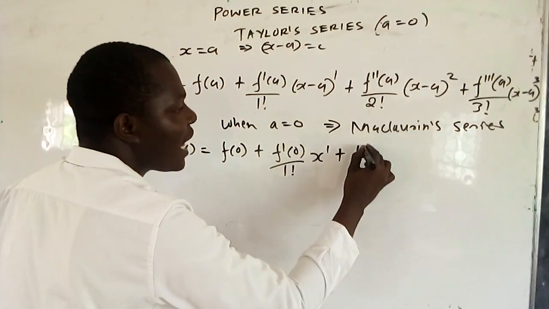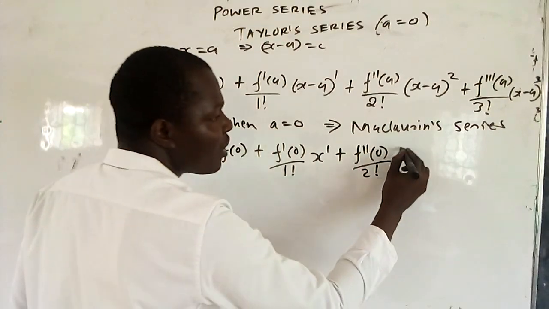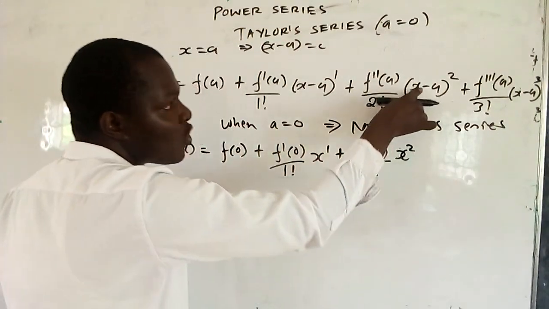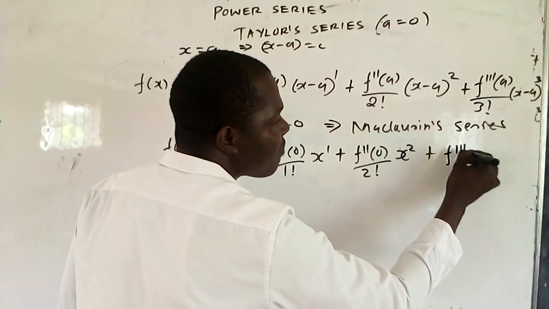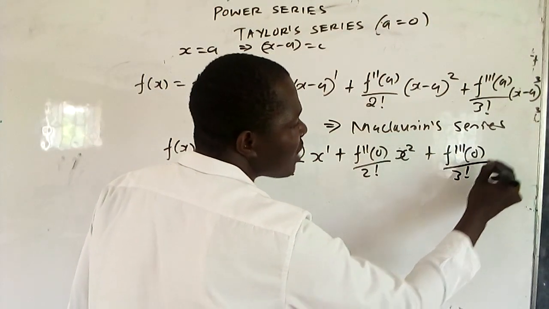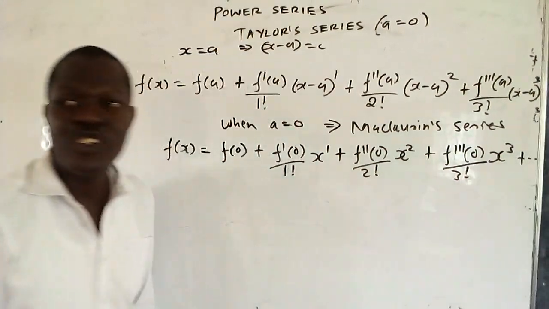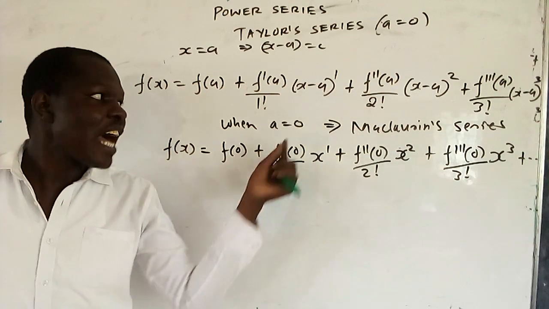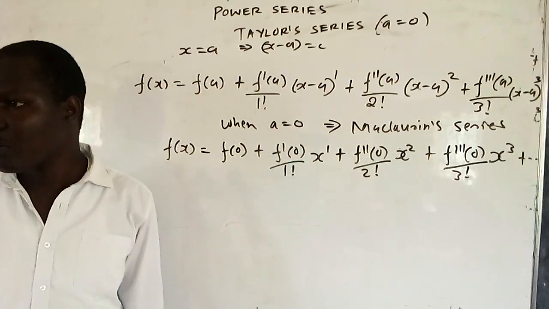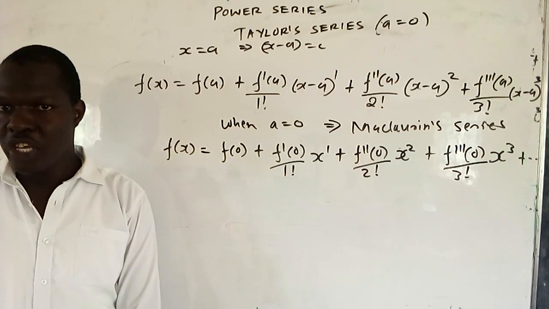Then plus f double prime of 0 over 2 factorial, then x squared, because it is x minus 0, isn't it? Then you move on to plus f triple prime of 0 over 3 factorial, then x cubed, in that order. So it means it is the Taylor series, which is the Maclaurin series, at the point when a is 0. Are we together? At the point when a is 0.